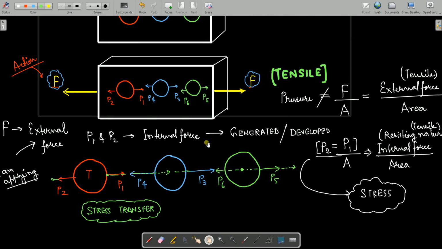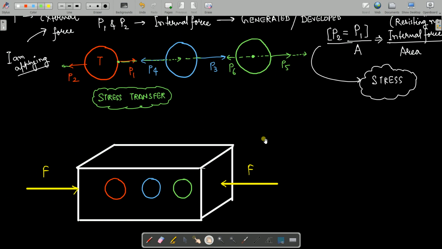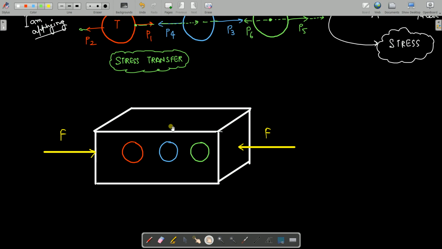So the purpose of telling this was, you cannot call this external force, which is tensile in nature, divided by area a pressure. Now see here. If I take the same body, with the same molecules, but I have just changed the nature of the forces. This is my external force, this is my external force, and this is also an external force.